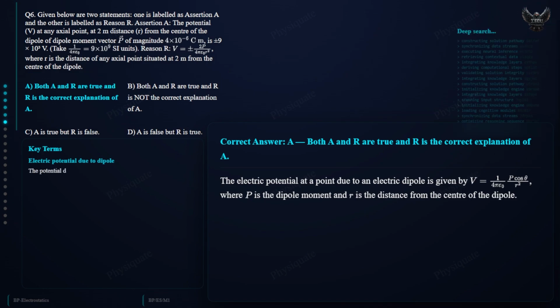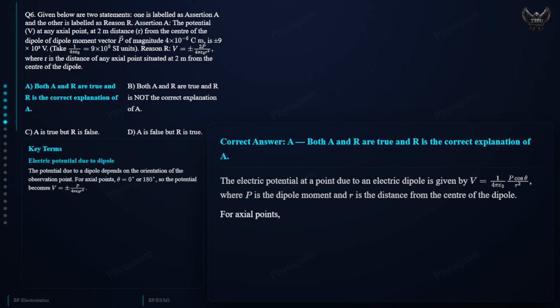The potential due to a dipole depends on the orientation of the observation point. For axial points, theta equals 0 degree or 180 degree, so the potential becomes V equals p cos theta divided by 4 pi epsilon 0 r squared. For axial points, cos theta equals plus or minus 1. Therefore, the potential becomes V equals plus or minus 1 divided by 4 pi epsilon 0 times p divided by r squared.